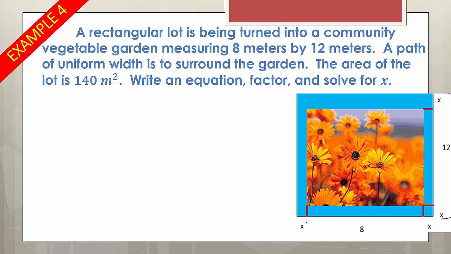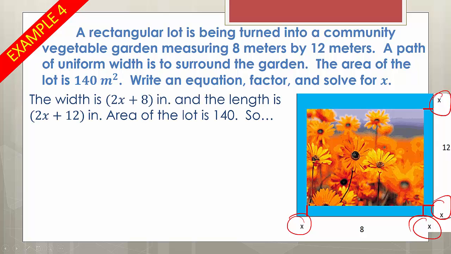Okay, well, I know we did a problem where we subtracted an x, but this time we're adding a path. We're adding to the garden. The lot includes the garden plus this, so we're going to be adding. We're not going to be adding 1x because it goes around the entire garden, because here's 1x on one side, here's 1 on the other side. Same with the 12. There's an x on that side, an x on that side. So this is going to be 2x plus 8 and 2x plus 12. We know the area is 140, so this isn't set equal to 0. We set it equal to 140.